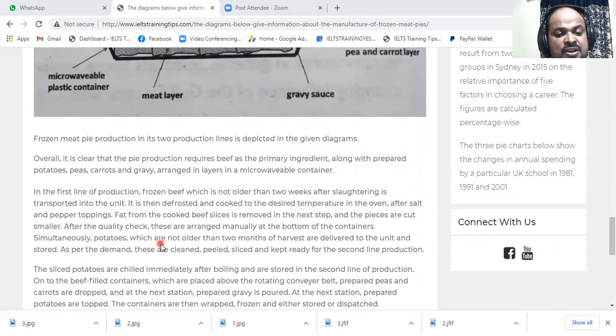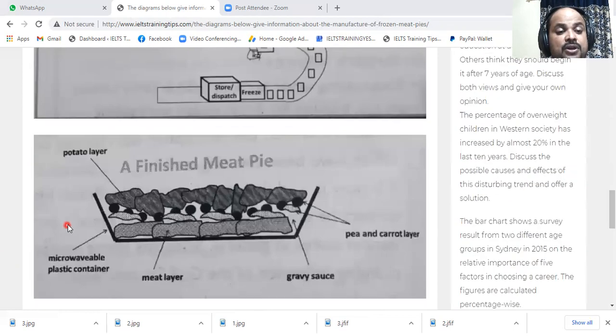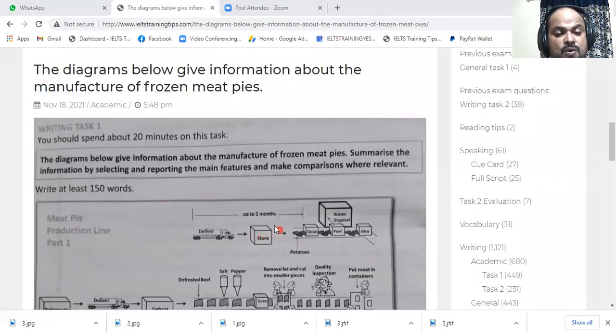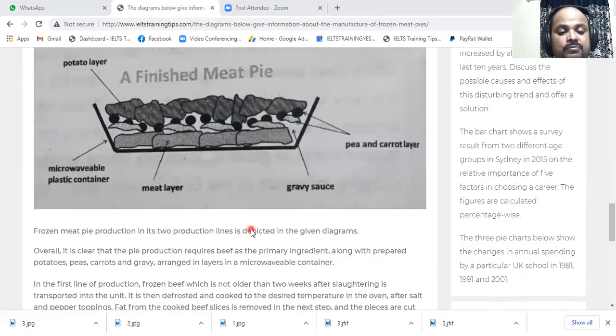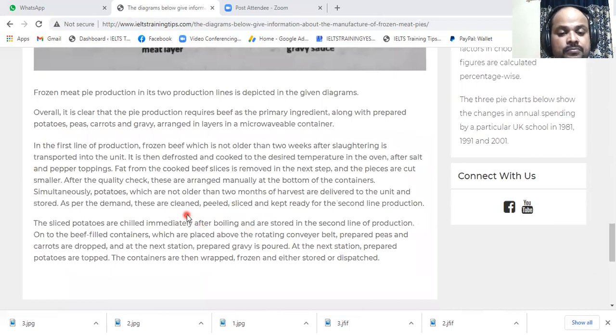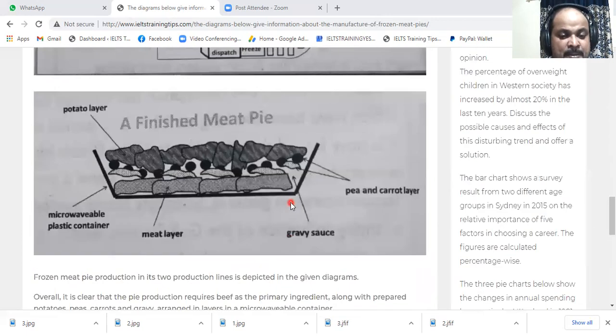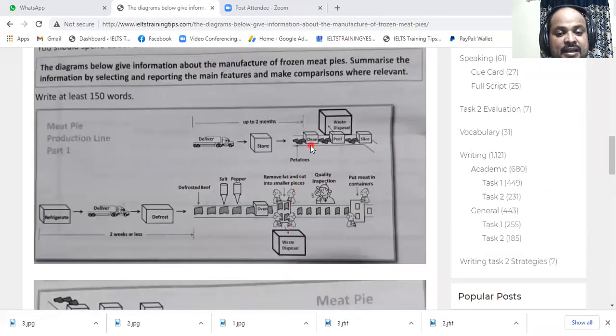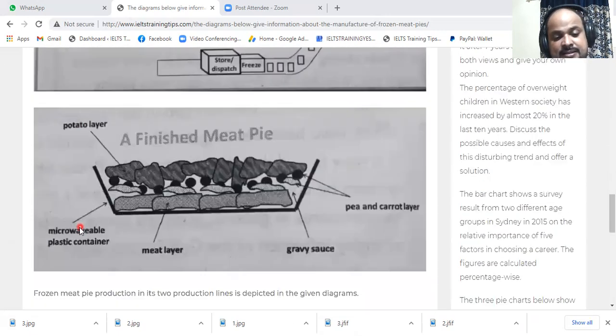Simultaneously, potatoes which are not older than 2 months of harvest are delivered to the unit and stored. So no older than 2 months, they are delivered to the store. As per the demand, these are cleaned, peeled, sliced, and kept ready for the second line production.